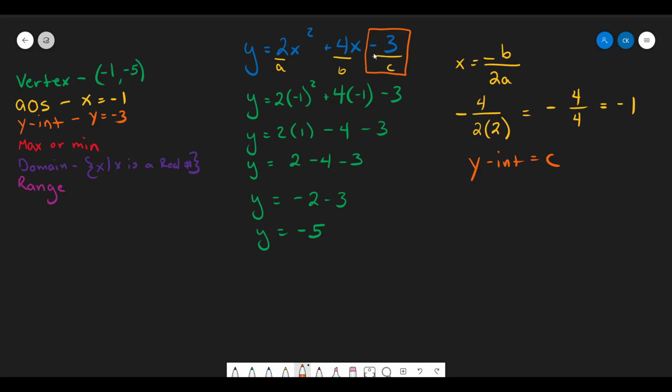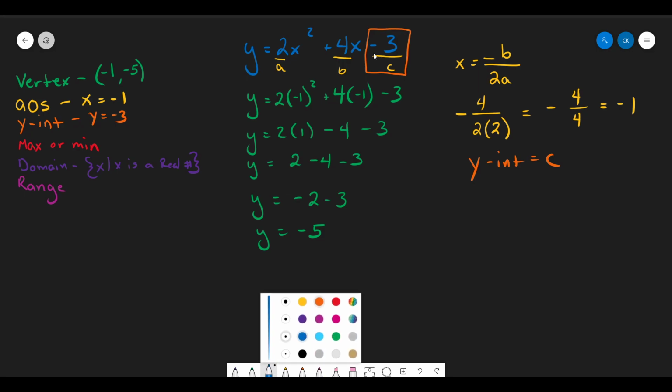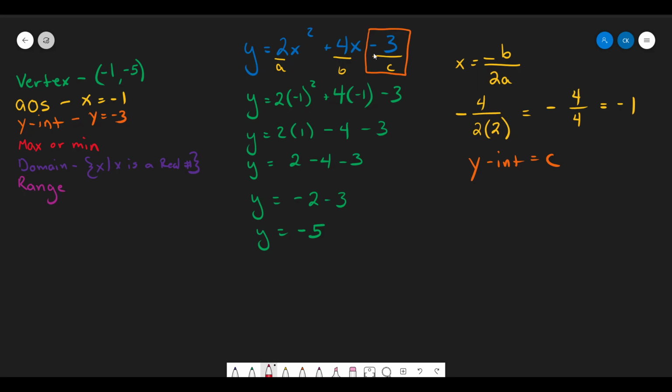Okay. Now, let's look at the range. We'll do max or min last. Let's look at range here. So we said the range... Actually, no, we need to do max or min before we can do range, right? Because we need to know whether it is a maximum or a minimum in order to do the range. So let's talk about max and min then. So the maximum and minimum, we need to determine whether this is a maximum or a minimum. Now, you would think, well, let's graph it, right? Let's just put this on a graph and figure out whether it opens up or down. Well, there's actually an easier way to do that. You can determine if a parabola opens up or down by looking at a.